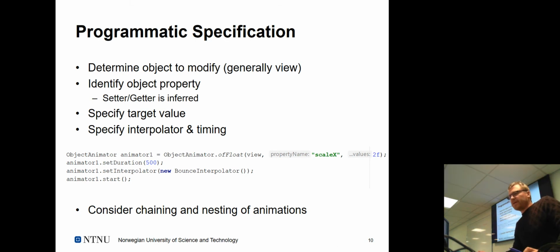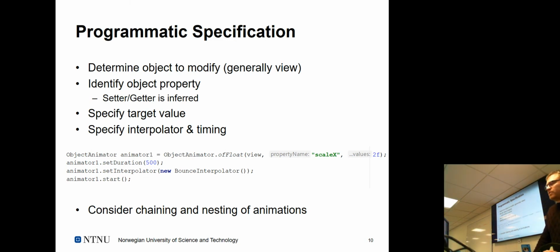Relatively straightforward. You want to figure out the object you want to modify. Generally it should be a view, most likely, so it actually shows some UI. And you need to identify the property that you want to modify. The interesting thing is that you look into the Android API and check what the internal property actually is.